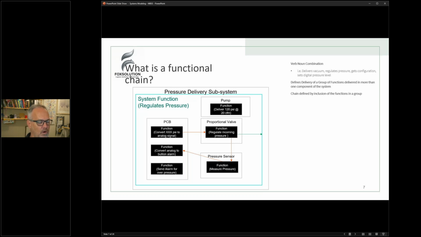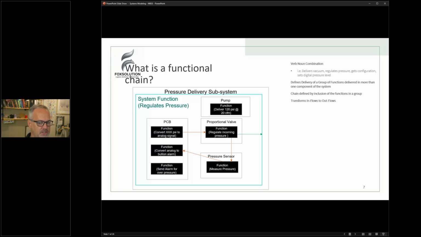So what is a functional chain? A functional chain is a set of functions that go in sequence across multiple components of the design. So by definition, when we have a system requirement, what we're doing is characterizing the outflow that's delivered by the functional chain, not by any individual function.